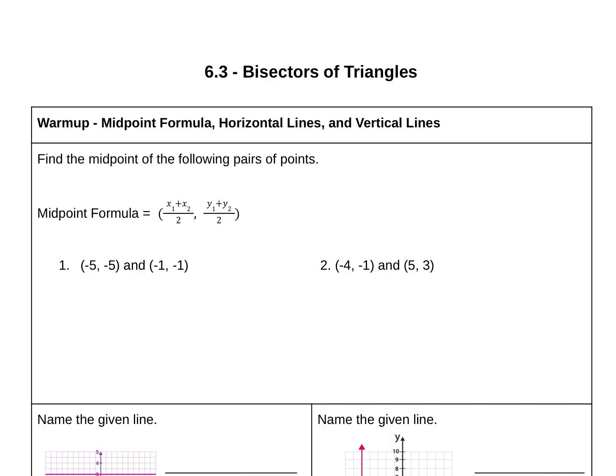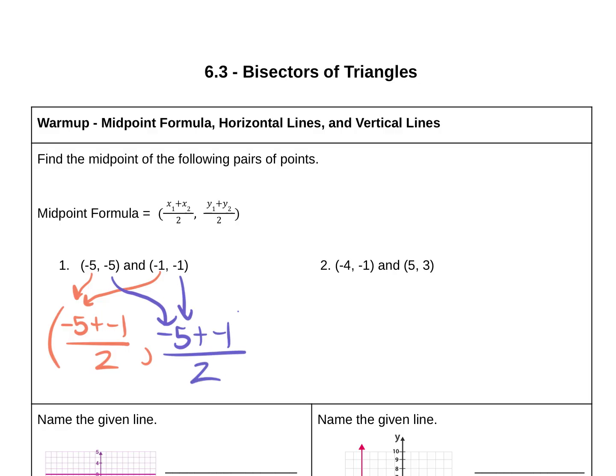Okay, who has a midpoint for that first one? Ivan, what you got? That's right. When we find the midpoint, we take the average of the x's and then the average of the y's. And in this case, yeah, they are the same. And then you would end up with, gentlemen, -3, -3.